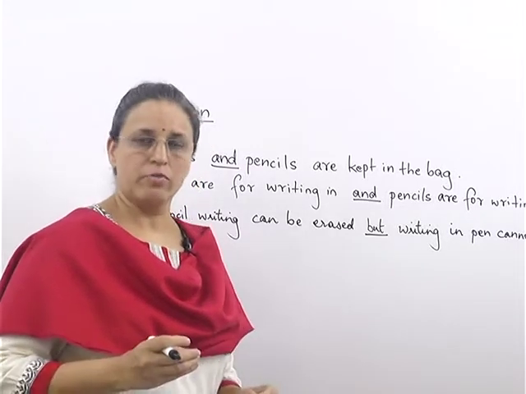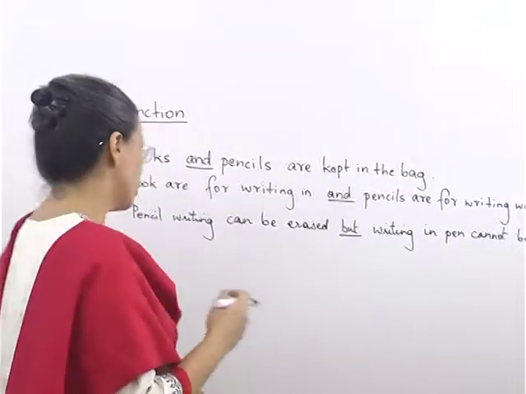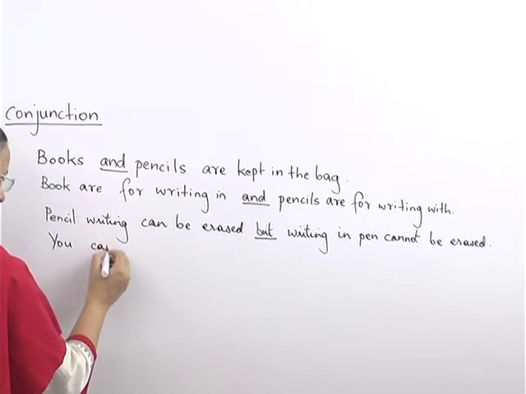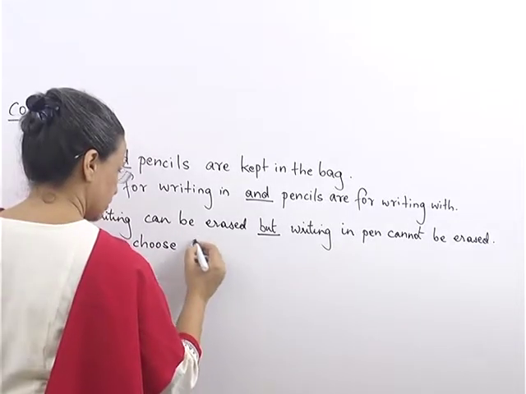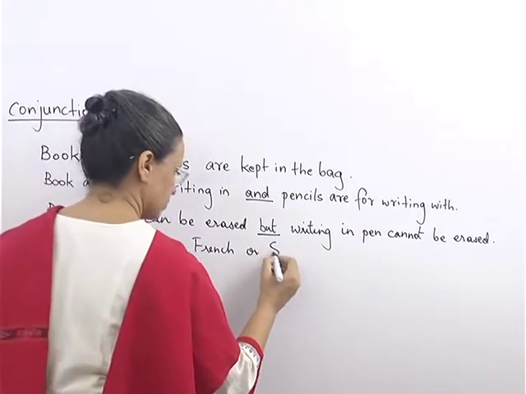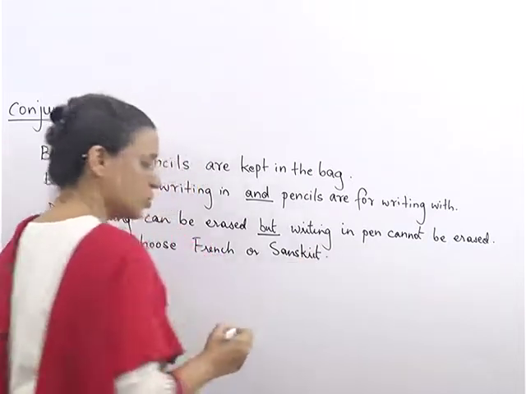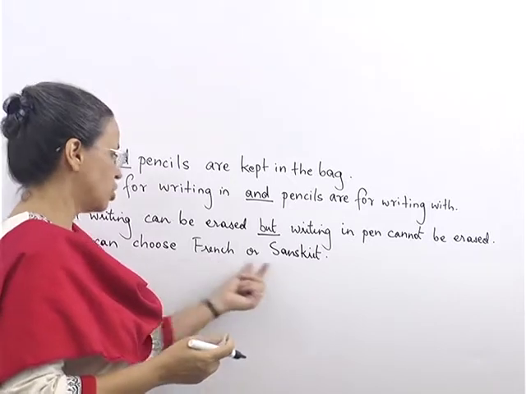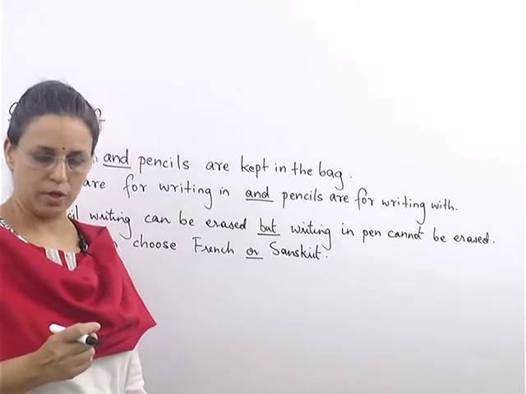Now, or, whenever you have or, it shows you an option, choice. Suppose I say you can choose French or Sanskrit. Now, in school, suppose in 8th standard you have a choice. So, you can take French or Sanskrit. Now, this or joined these two words.